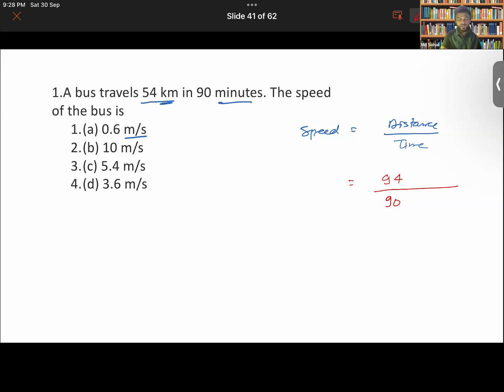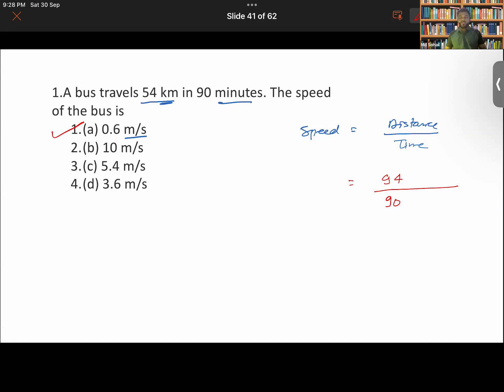Done? Good. What is the answer? The first one is correct. So the answer is 0.6 meter per second. You all three are getting the first one, no? Yes, sir. All right, then. Very good.